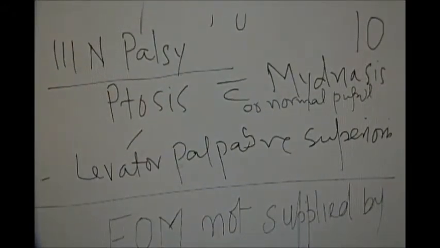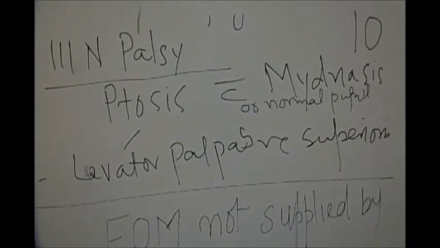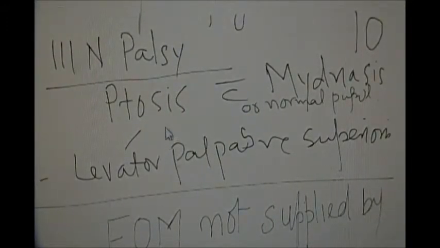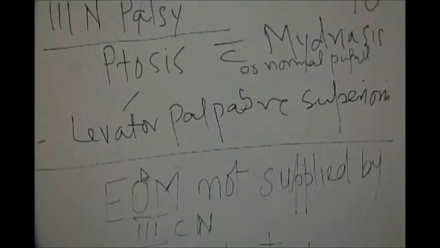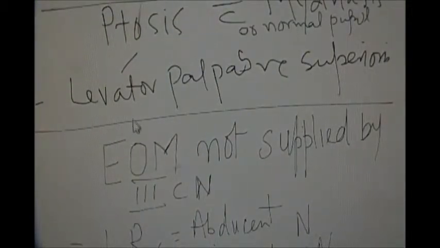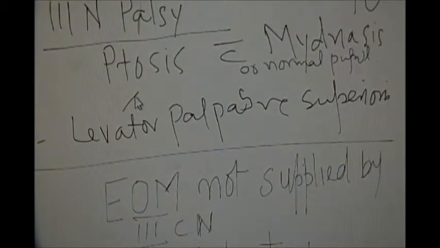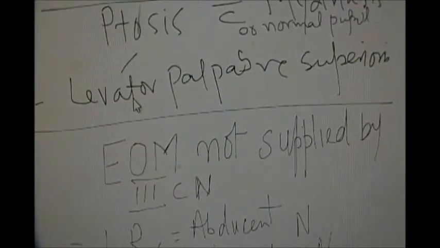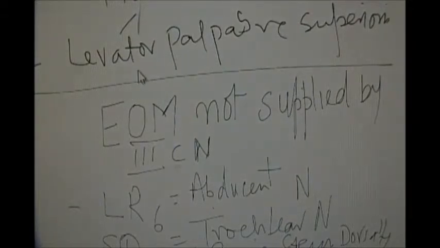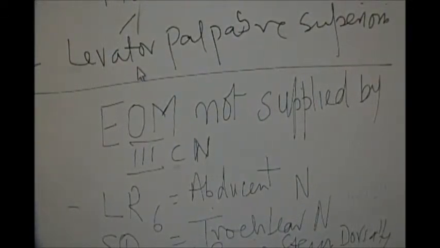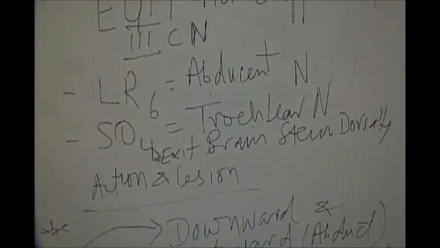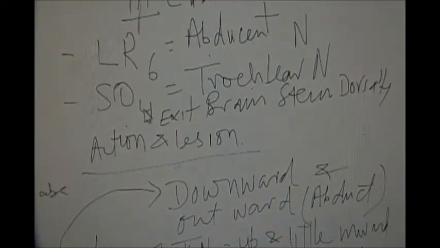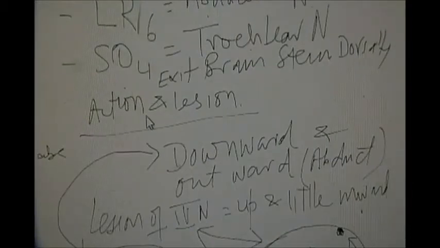In third nerve palsy, there is ptosis, but it is with mydriasis or a normal pupil. The ptosis in third nerve or oculomotor nerve palsy is due to paralysis of the levator palpebrae superioris muscle, which is supplied by the oculomotor nerve. The oculomotor nerve supplies all the muscles of the eyeball, but it does not supply the lateral rectus, which is supplied by the sixth or abducens nerve, and the superior oblique, which is supplied by the trochlear nerve.